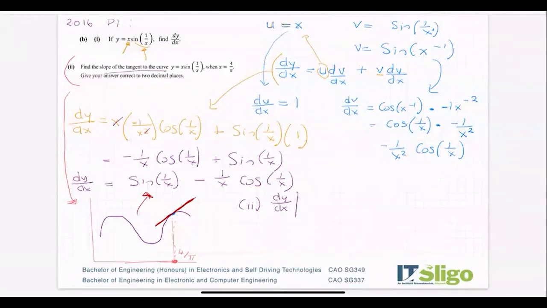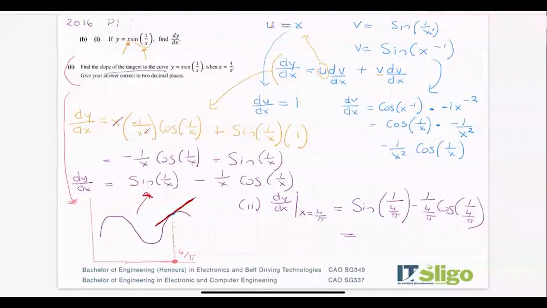so I'm finding dy dx when x is equal to 4/pi, and it becomes sine of 1/(4/pi) minus 1/(4/pi) cos 1/(4/pi). And you put that into the calculator, and I'd like you all to try and tell me what you get for that answer. It's not the most straightforward to get into the calculator, hence the reason I'm asking you to do it.